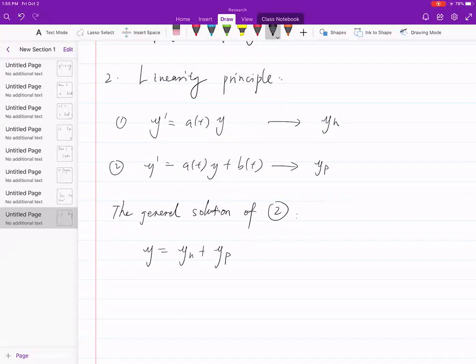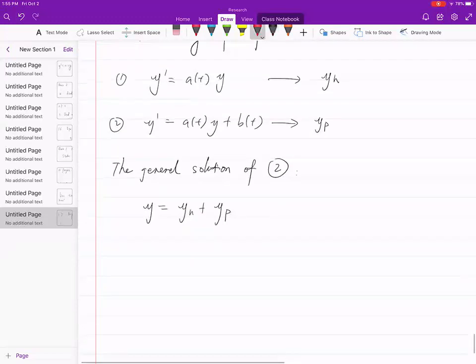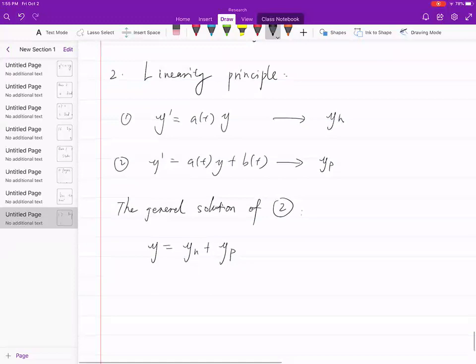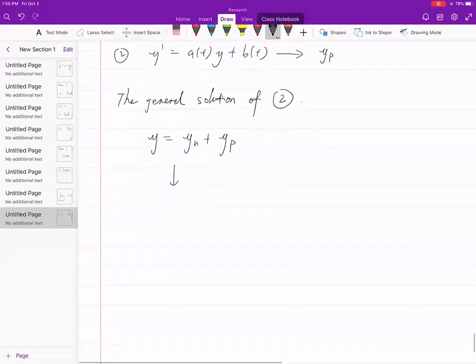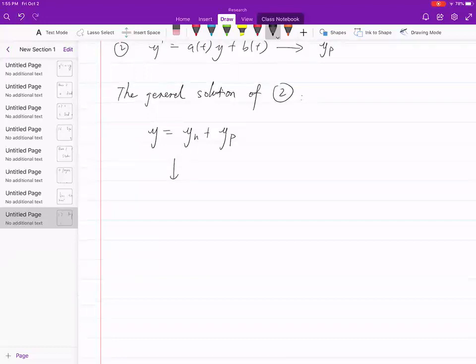Sounds good? That's the principle. This is the first part where I really hate this book. They did everything here very formally, but actually this one works for any order of differential equations, not just first order. For example, how are you supposed to solve this?